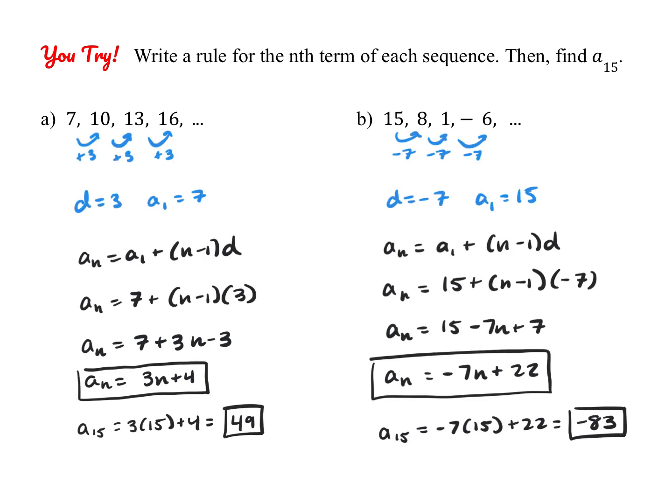All right, go ahead and check your work here. So for the first one, the first term is 7, the common difference is 3, giving you this rule, and this is your 15th term. For the second one, the common difference is negative 7, first term is 15. So here's your rule for the sequence, and here is your 15th term.